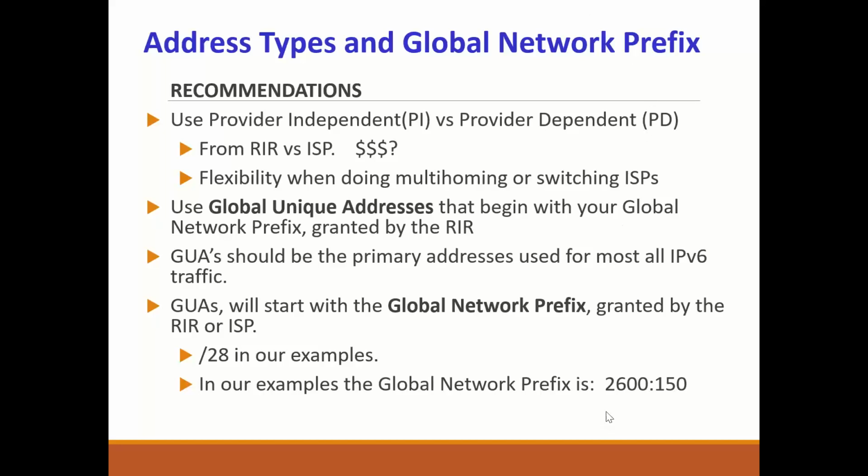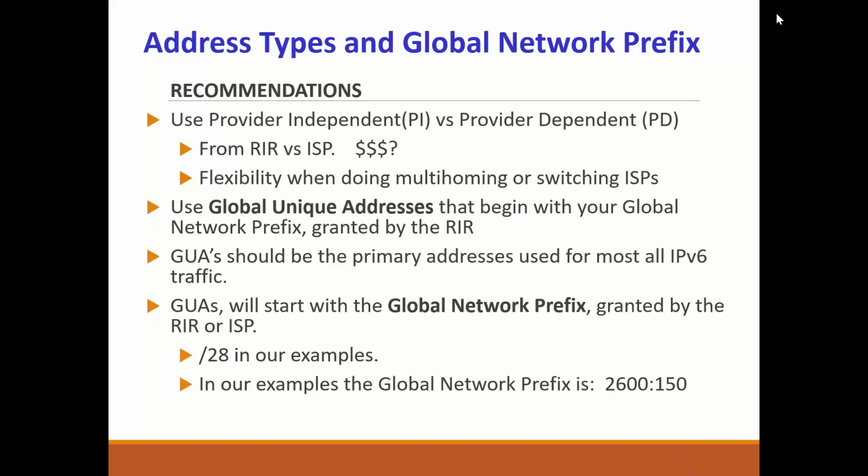Now, how would you make that decision? Most of us are recommending go provider independent. The reason is it's better for doing multi-homing, or if you switch ISPs or add ISPs, there's a bunch of different reasons, and it's kind of yours, and you can control it more. Now, there is a slight fee from your RIR for getting a PI address space. It's a nominal fee depending on the size of the address.